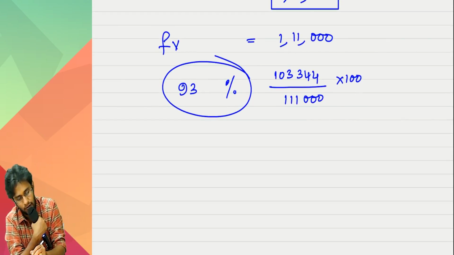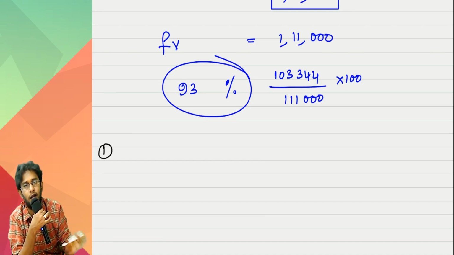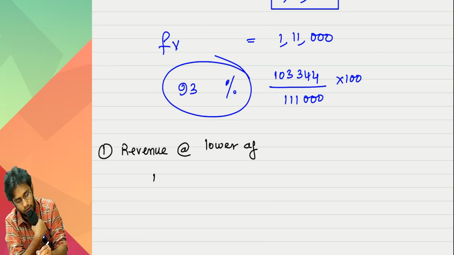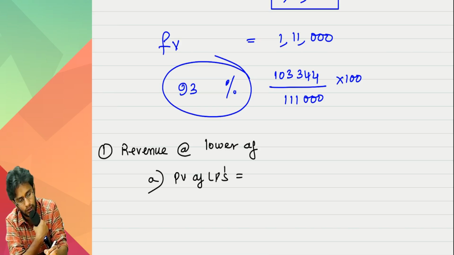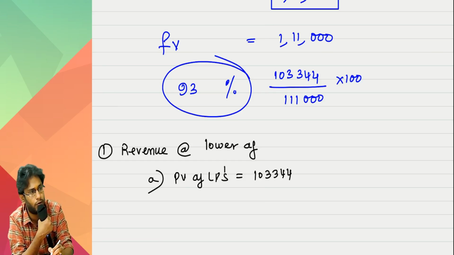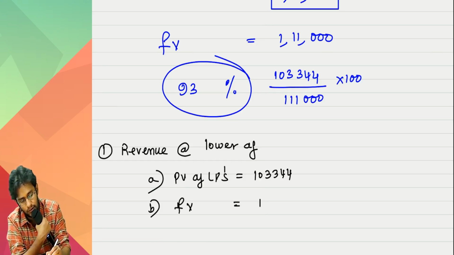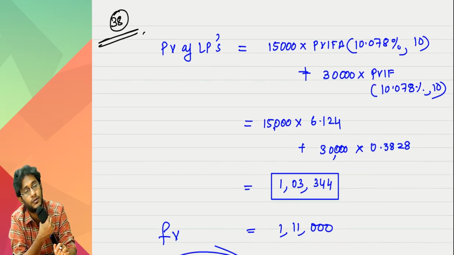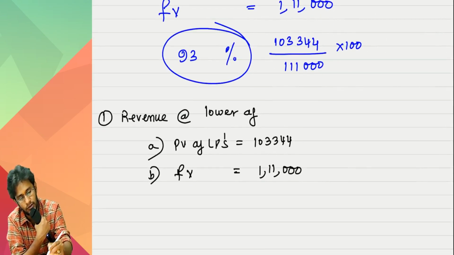In that, rules are there. First, work out the numbers with separate entries. That is the easiest way to handle this. First one, revenue at the lower of what and what? PV of lease payments, a number we know. Luckily, 103,344. How much did you get? This is correct only, no? 103,344. B, fair value, which is 1,11,000. UGR we can include this. UGR 20,000. Whichever is lower, this one got selected.